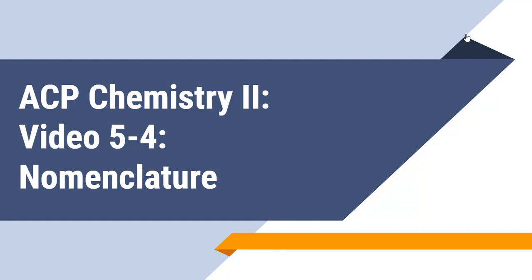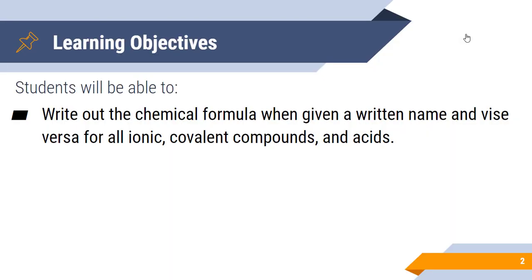Now, I know we're doing this a little bit out of sequence, but it is one day before fall break, so I think it's a really good time to just get this taken care of and knock out the nomenclature piece that is associated with Chemistry 2. Now, again, you've had all of this before. This should be a pretty quick review, but I want to make sure we're all on the same page because it is imperative that you are able to write out the chemical formula when given a written name and vice versa for all ionic and covalent compounds and acids. So let's go ahead and dive on in.